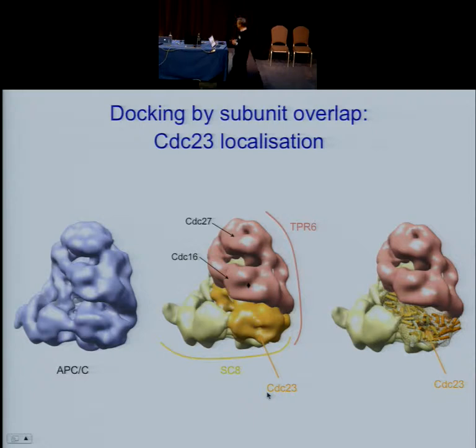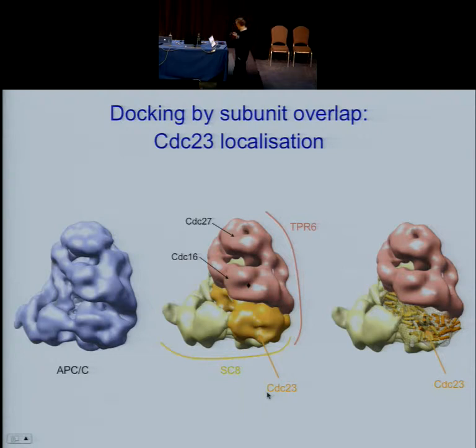So another approach to define subunit locations is to define by subunit overlap. In this case, what we did was to overlap the TPR6 subcomplex with the SC8 subcomplex. And these two subcomplexes share in common CDC23. So the overlap of these two subcomplexes, when superimposed onto the holo structure, indicates the density for CDC23. And this is shown in this orange color here.